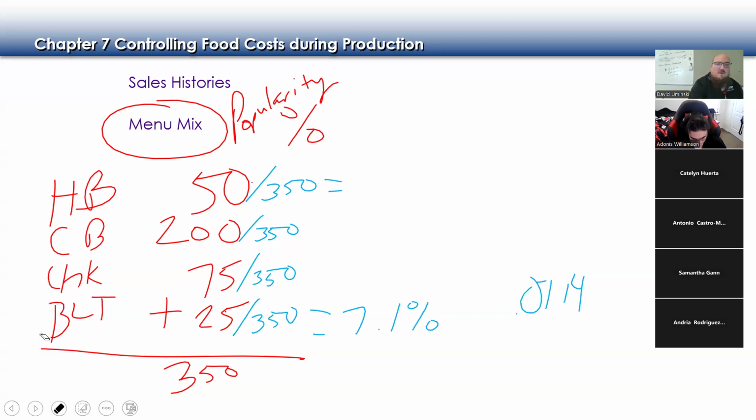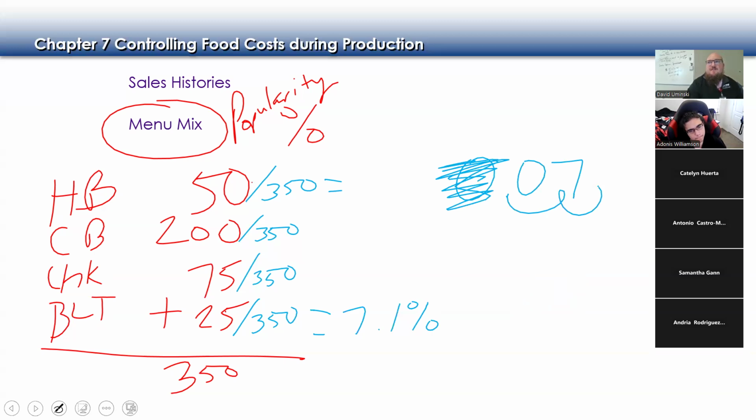Wait, right? Because we gotta move that decimal place over too. Wouldn't that just be 0.7? It's 0.07. Right, so if it's 0.07, we move that decimal place over one. So 7.1%.